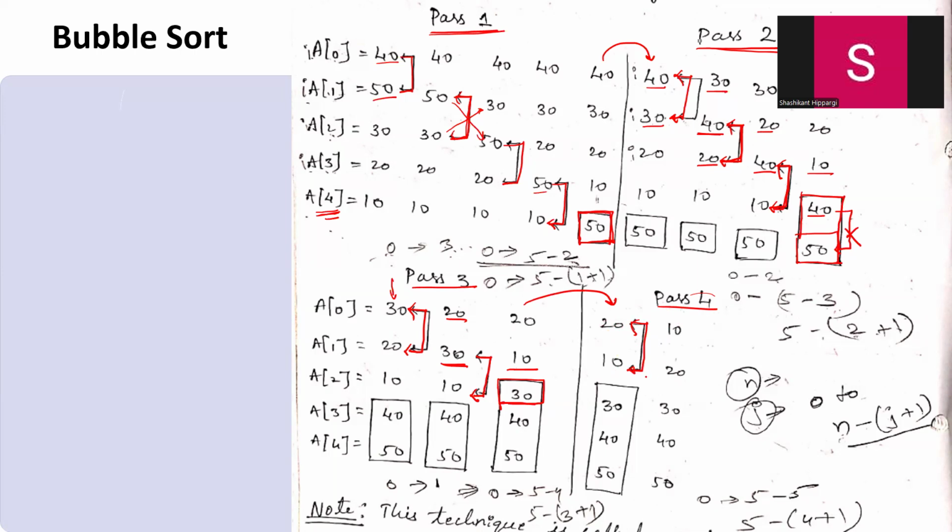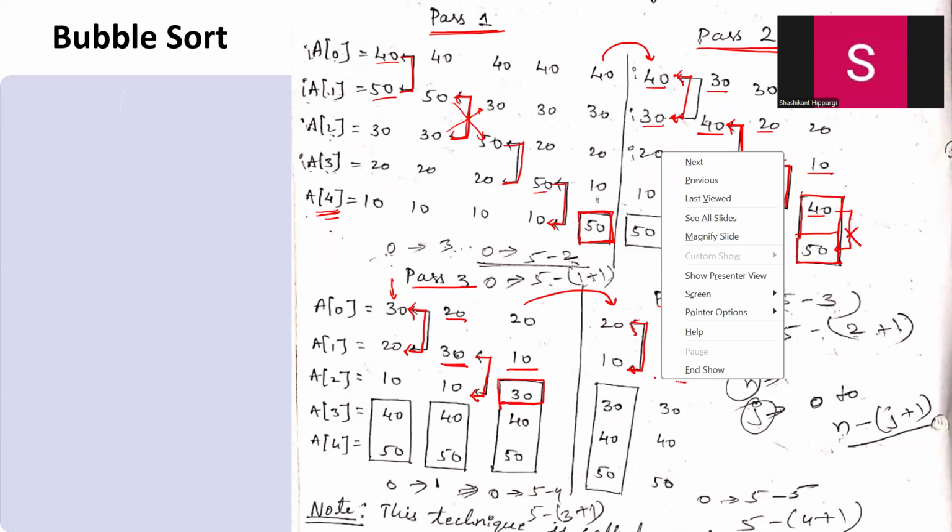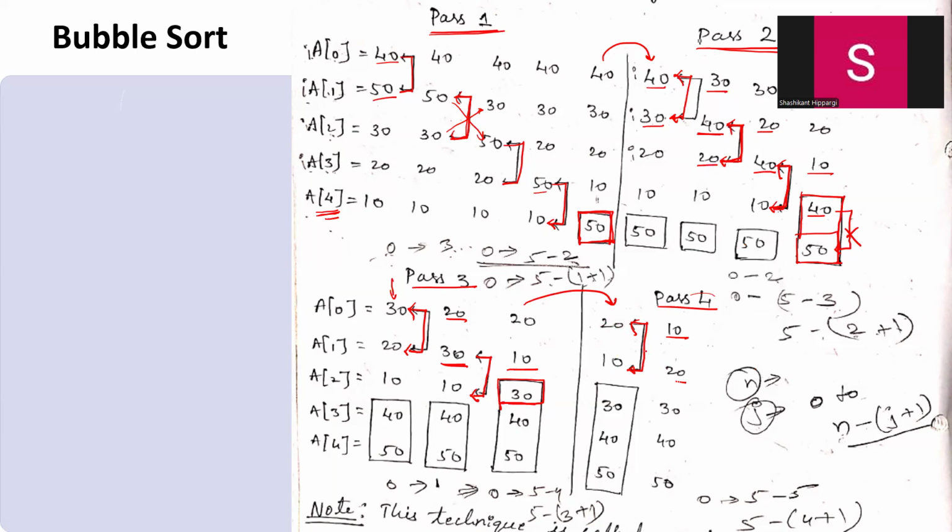So 10 is smaller than 20. We have exchanged them. After this comparison, if you see, the fourth largest element is placed at its proper position. Only one element will be left, so this is also placed at its proper position.